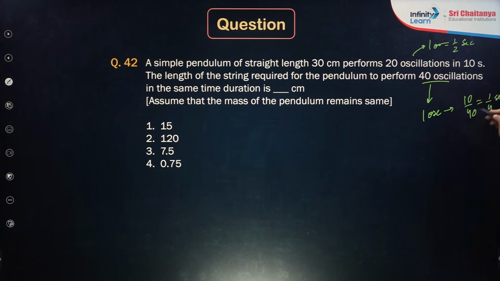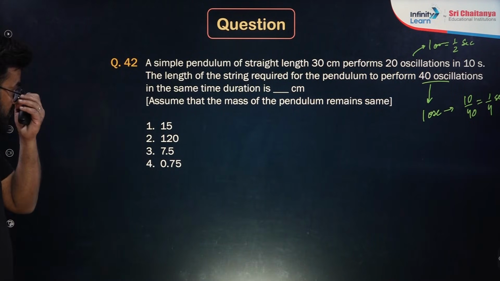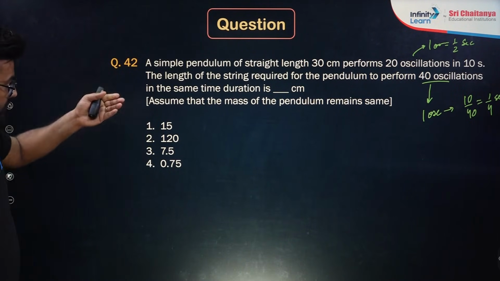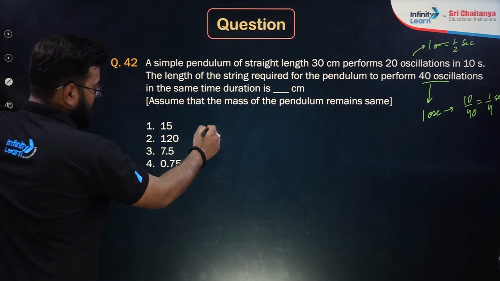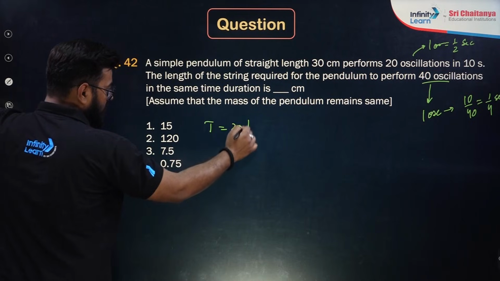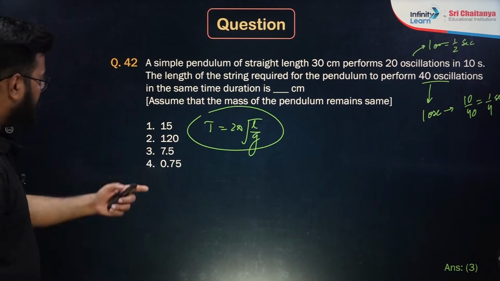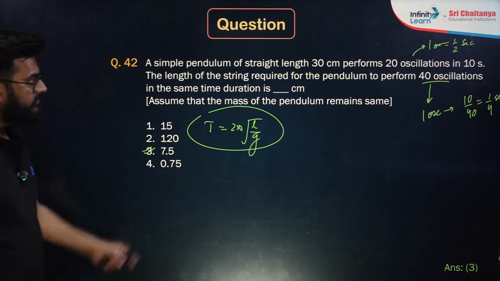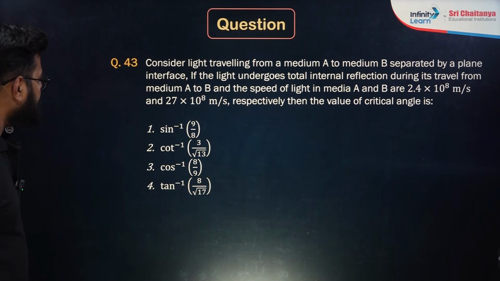second. So you want the time period to reduce. So how much should the length also reduce? So based on the time period, T equals 2 pi under root of L by g, you can very easily find out the value by simple ratio. It's going to be option number 3. From 30 centimeter, you need to reduce the length to 7.5 centimeter.